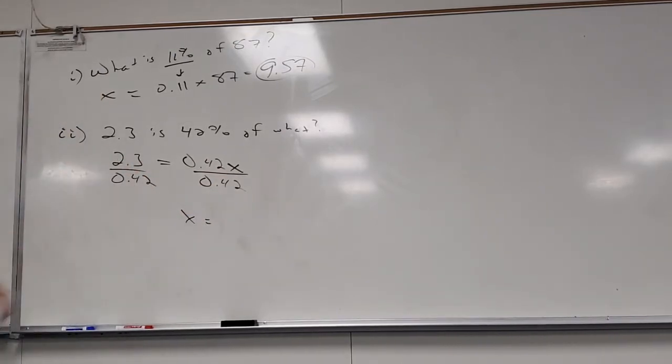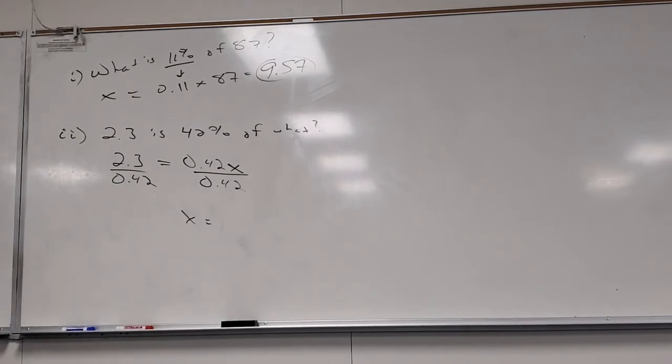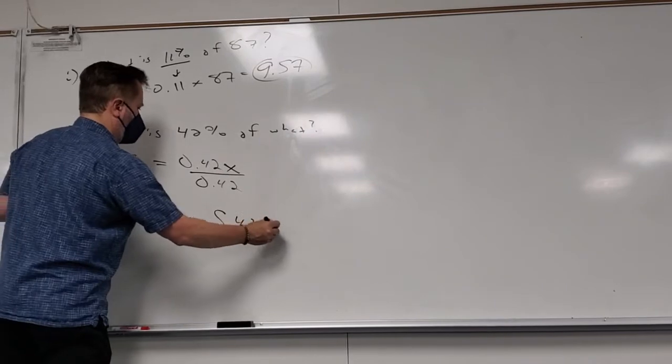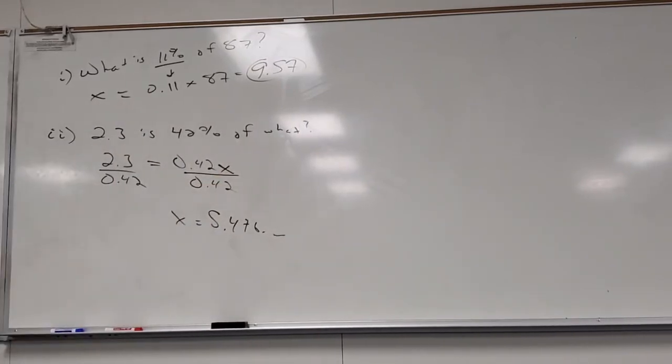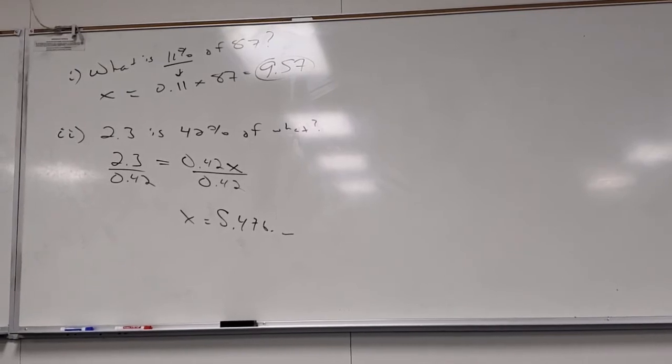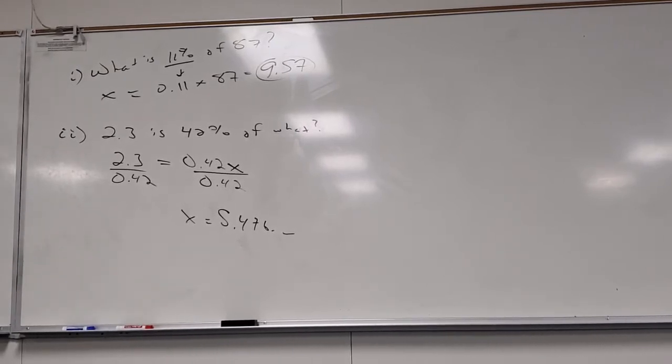So whatever that is, it's probably something gross. 5.476. That's one where I would tell you where to round it, because it keeps going. I'd tell you to round it to the thousandths place or something.